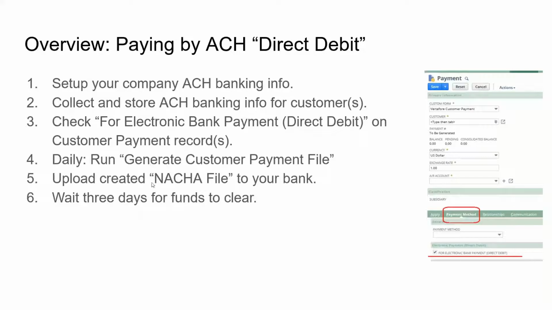You then have to take that file from the file cabinet and upload it to your bank. So you can either do it manually or there's ways to do it through automation. Then you have to wait 3 days for the funds to actually clear. So that's kind of the super high level of how a direct debit ACH would go.